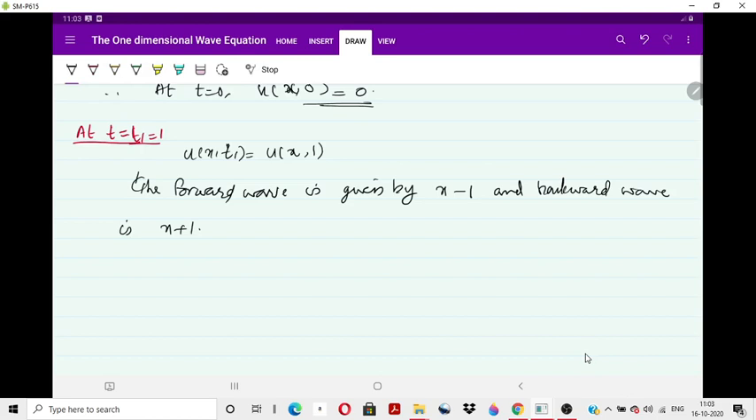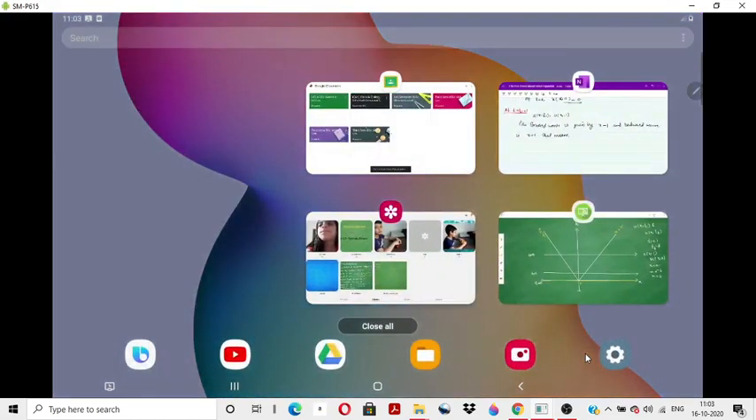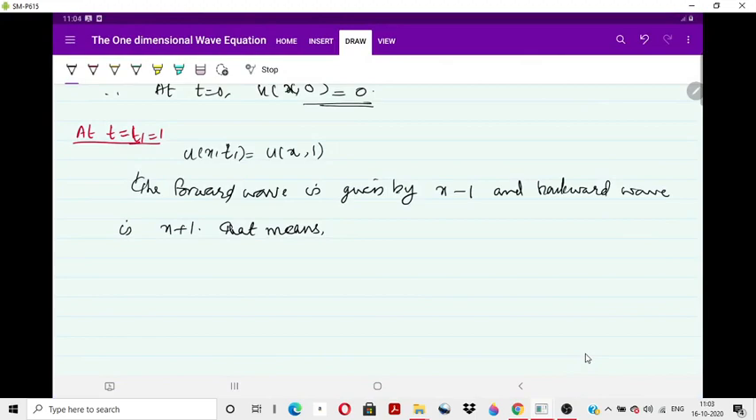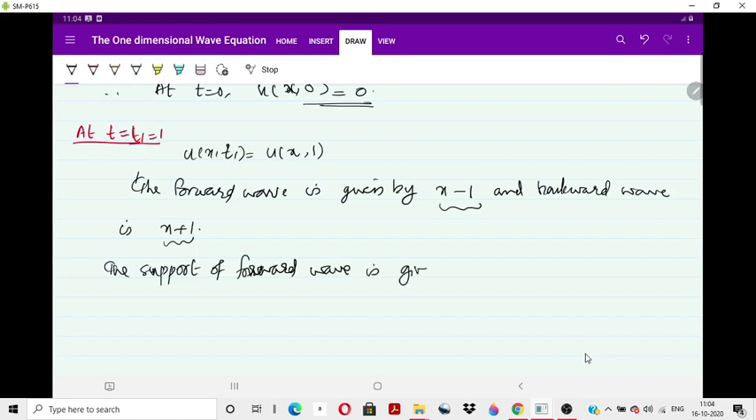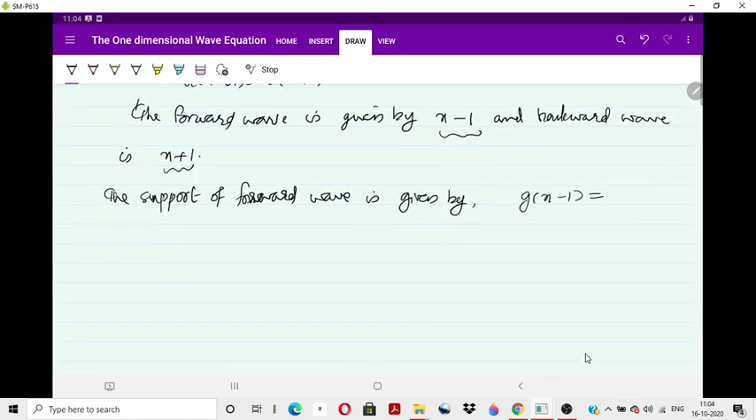That means the forward wave has traveled 1 unit to the right, and the backward wave has traveled 1 unit to the left. Now we try to find the support of the two waves and hence the support of the solution. The support of the forward wave is the set of all points for which g of x minus 1 is not equal to 0, isn't it?